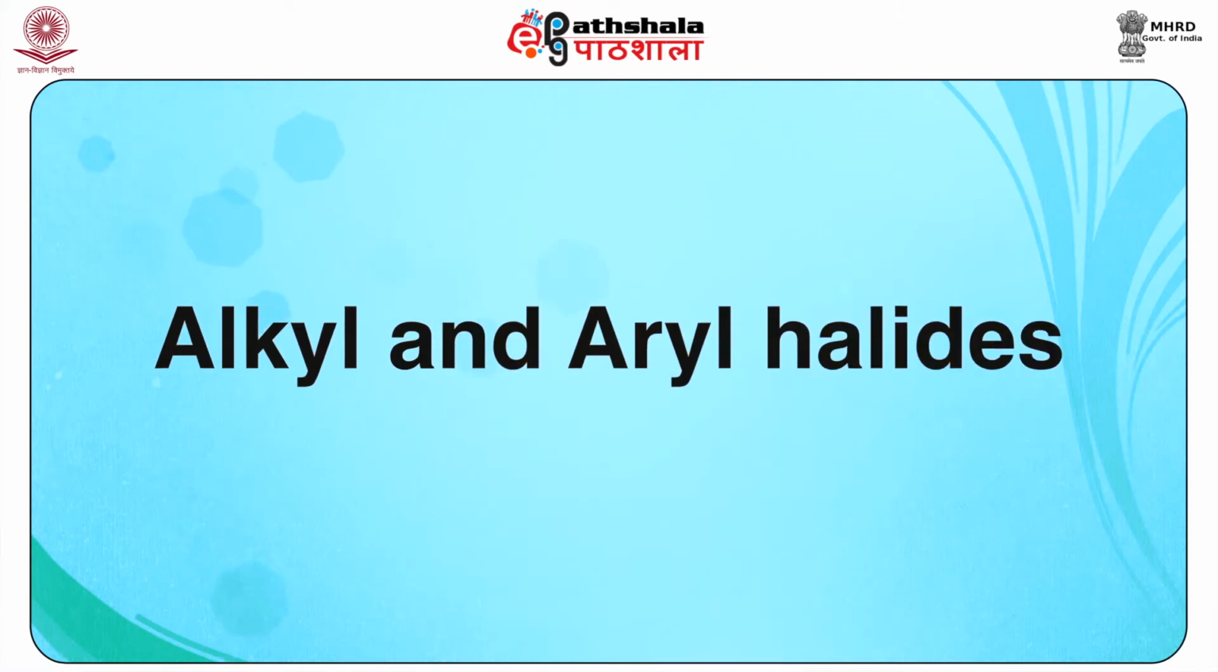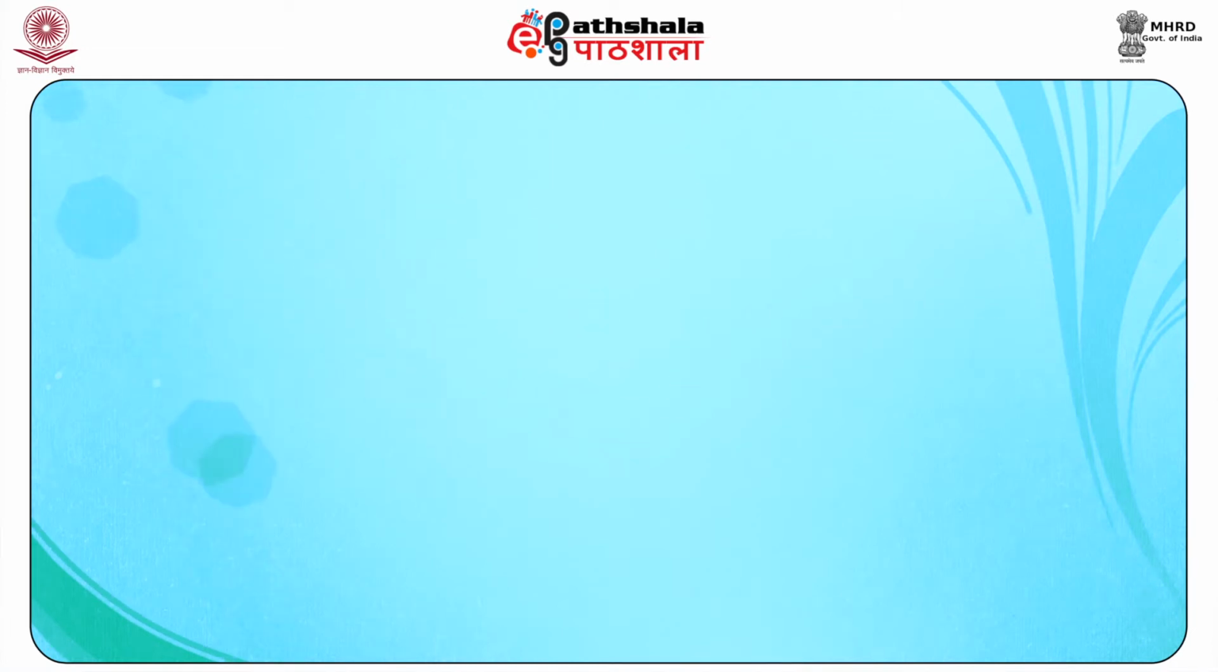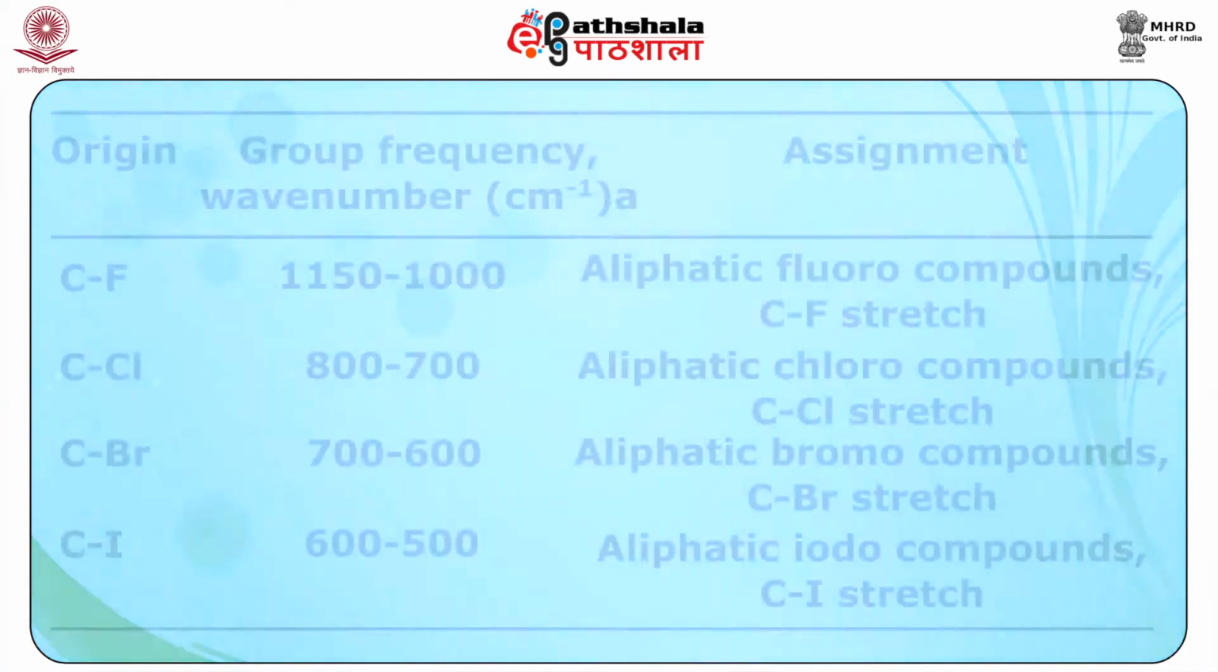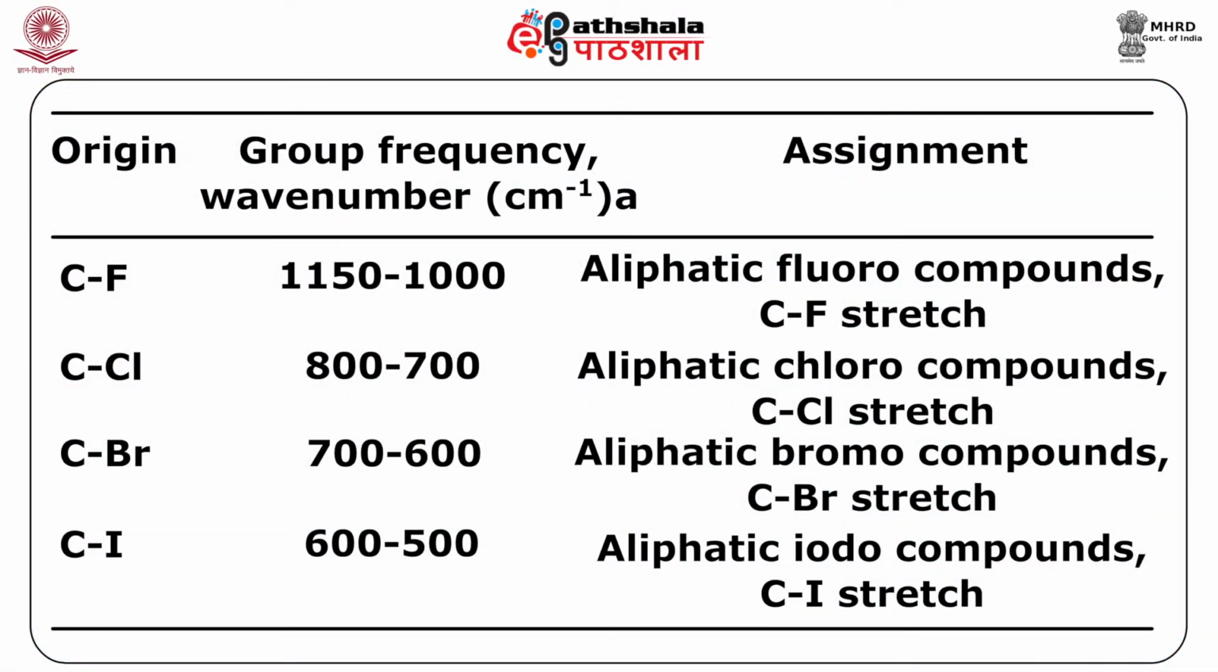First, we now come on to alkyl and aryl halides. It is difficult to determine the presence or the absence of a halogen in a compound by infrared spectroscopy. The C-X, where X is a halogen, absorption bands occur at very low frequencies to the extreme right hand side of the spectrum, that is the fingerprint region, where a number of other bands also appear. Now students, in the table we have listed the absorption regions observed for organic halogen compounds.